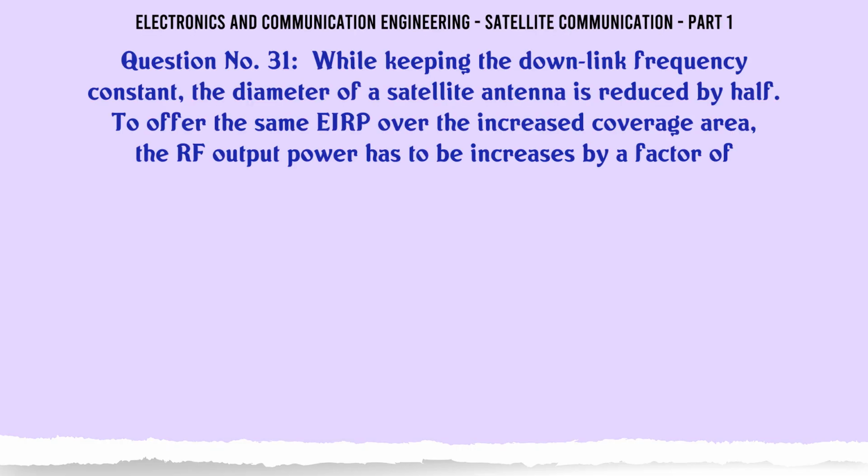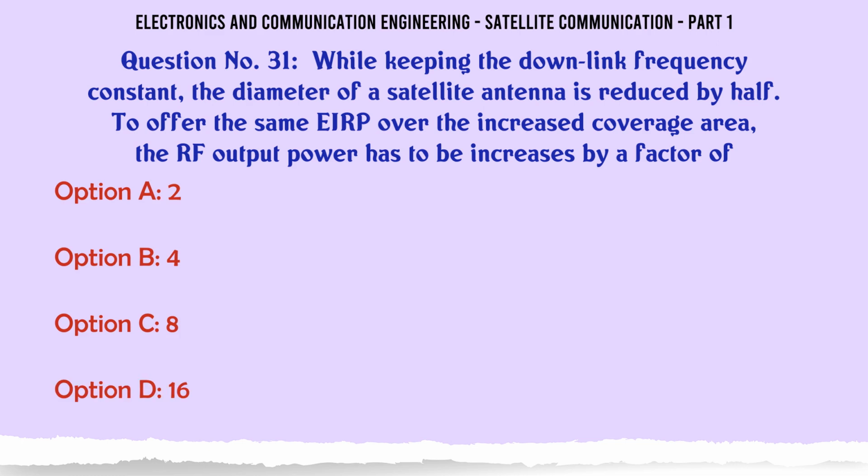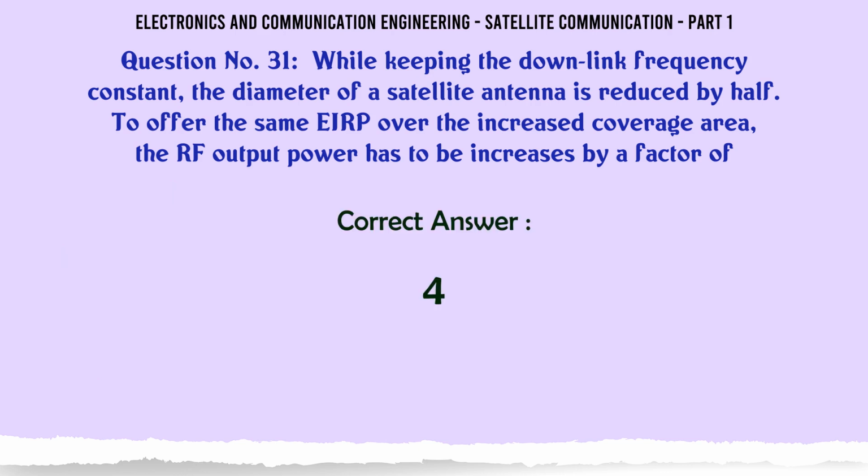While keeping the downlink frequency constant, the diameter of a satellite antenna is reduced by half. To offer the same EIRP over the increased coverage area, the RF output power has to be increased by a factor of: A. 2, B. 4, C. 8, D. 16. The correct answer is 4.